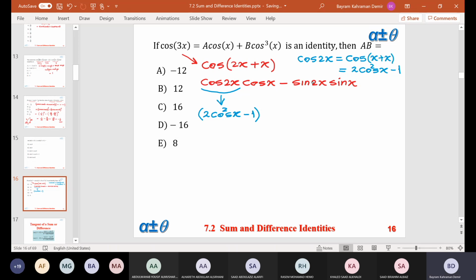How about sine of 2x, everybody? Sine of 2x is also, you just need to write sine of x plus x, and after you use the formula, you will get 2 times sine of x cosine of x. Again, I'm just leaving this for you to practice the sine a plus b formula.